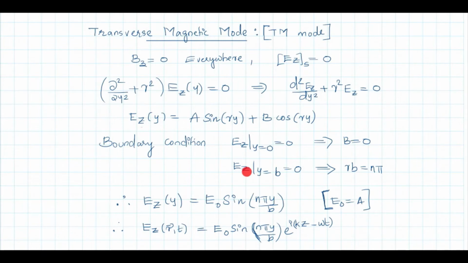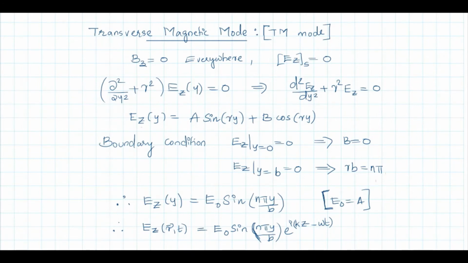The other boundary condition, Ez at y equal to b, should also be 0. When you put y equal to b, you get sin of gamma b. In order to make sine of theta 0, theta should be n pi. So gamma b should be n pi, where n is an integer. So you can write gamma as n pi by b. The solution is Ez of y equal to E0 sin(n pi y by b), where E0 is just a constant, and gamma is n pi by b.